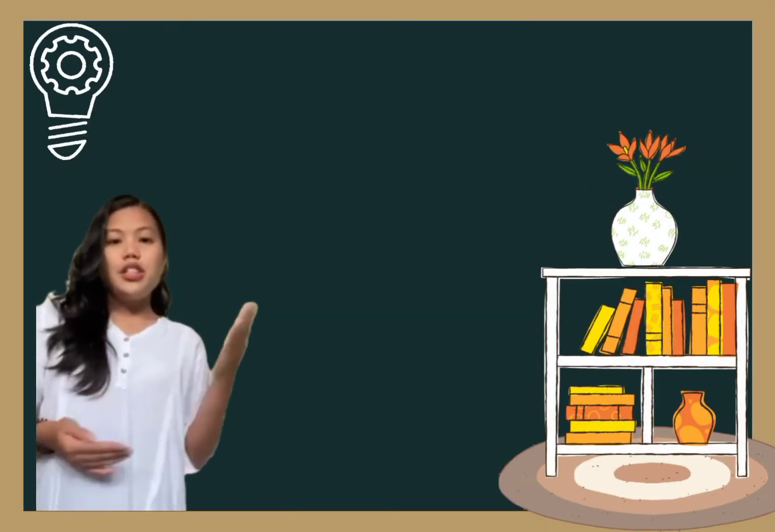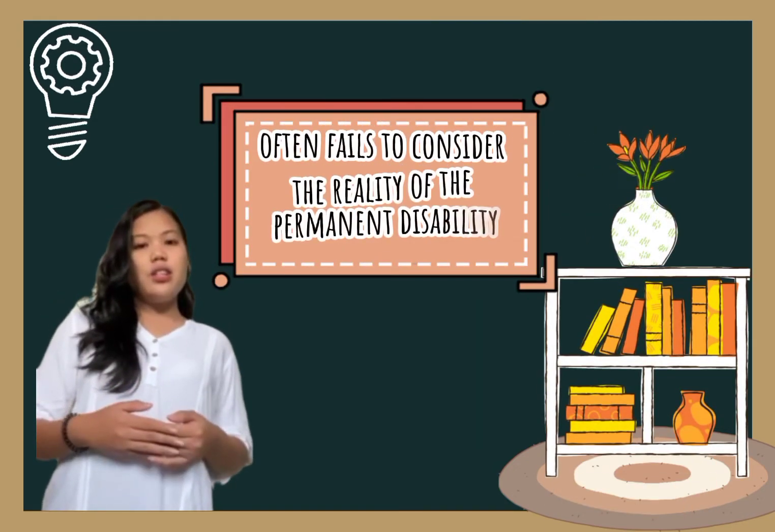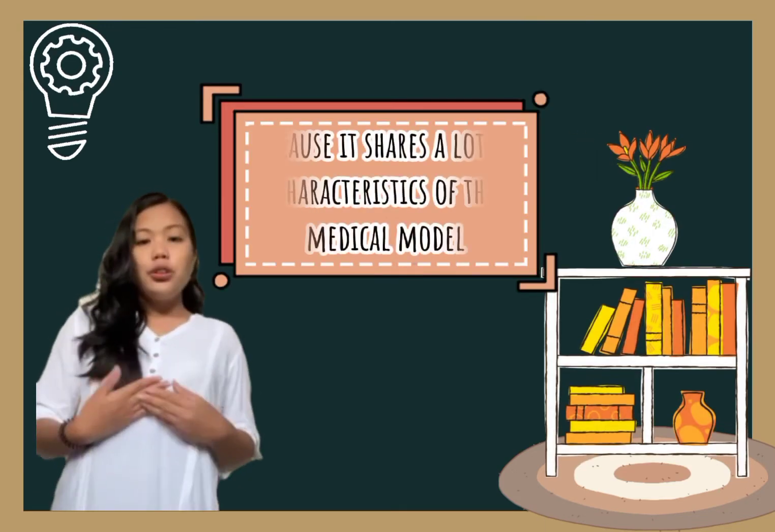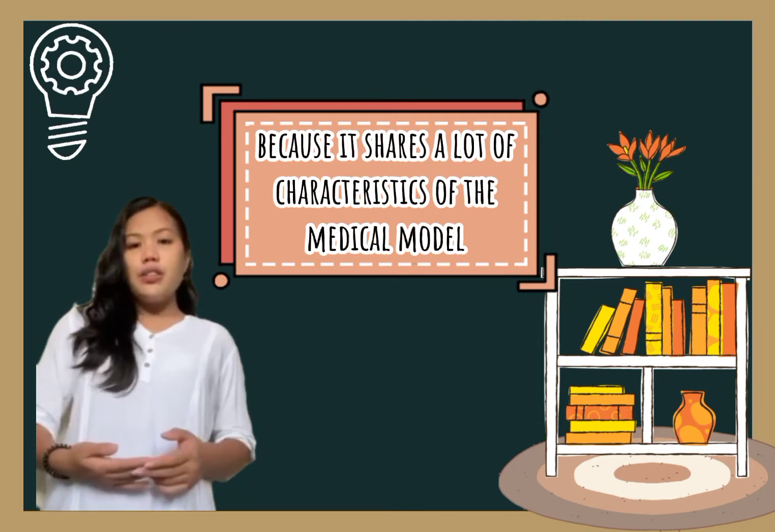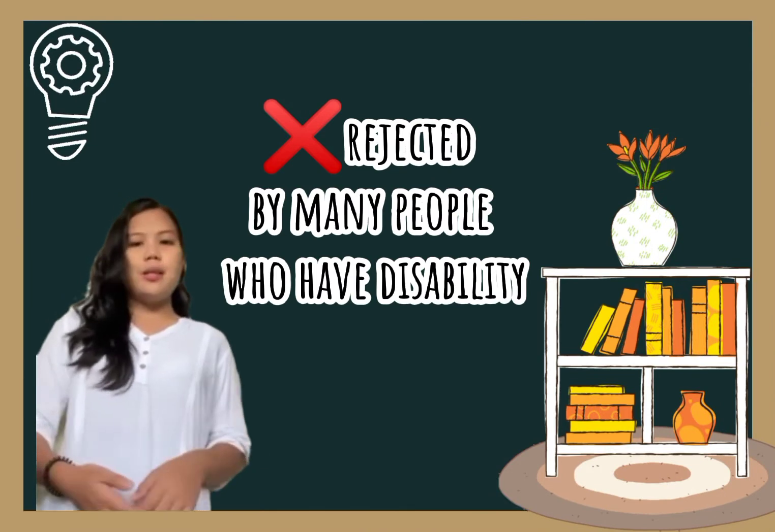Next would be the generalization or critique. This approach often fails to consider the reality of permanent disability. Why? Because this model shares a lot of characteristics of the medical model. It has been rejected by many people who have disability. In the past and even today, it is a common way people think about disability. The problem is located in the individual who has a disability instead of the problem of the environment around them.